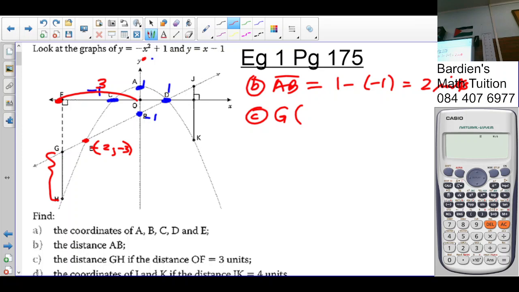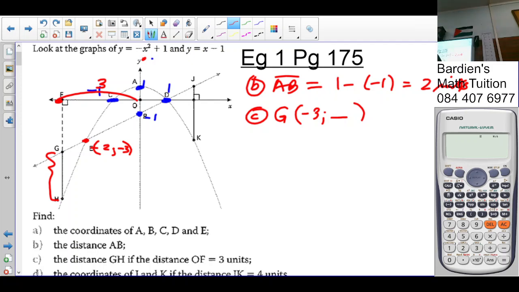What's the coordinates of F? Negative 3, yes. Why? Because it's on the negative part of the x-axis. So what is your x coordinate of G? Negative 3, and some y value. How can I calculate that y value? By substituting negative 3 into the straight line's equation. You calculate the corresponding y value.